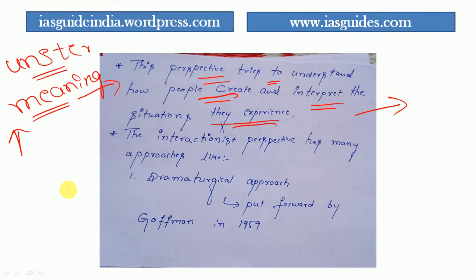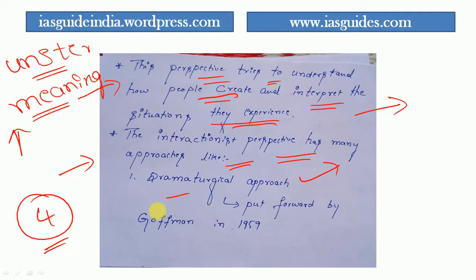That's what we are trying to say here. The interactionist perspective has many approaches. There are four approaches within the interactionist perspective. The first approach is known as the dramaturgical approach. It was put forward by Goffman in the year 1959. Goffman was the person who put forward this dramaturgical approach.